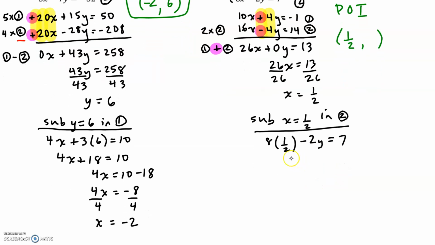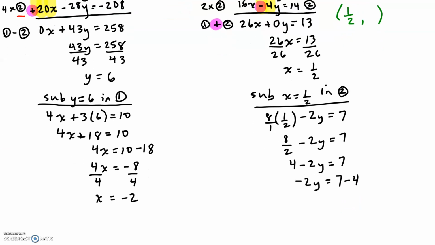8 times 1/2 we know gives us 4. And we can show that by putting 8 over 1. 8 times 1 is 8. 1 times 2 is 2. 8 divided by 2 is 4. As we said from the beginning, 8 times 1/2 is 4. We'll leave the -2y. And it'll be 7 minus 4. So -2y equals 3, and then we'll divide both sides by -2. So we have y equals -3 over 2.